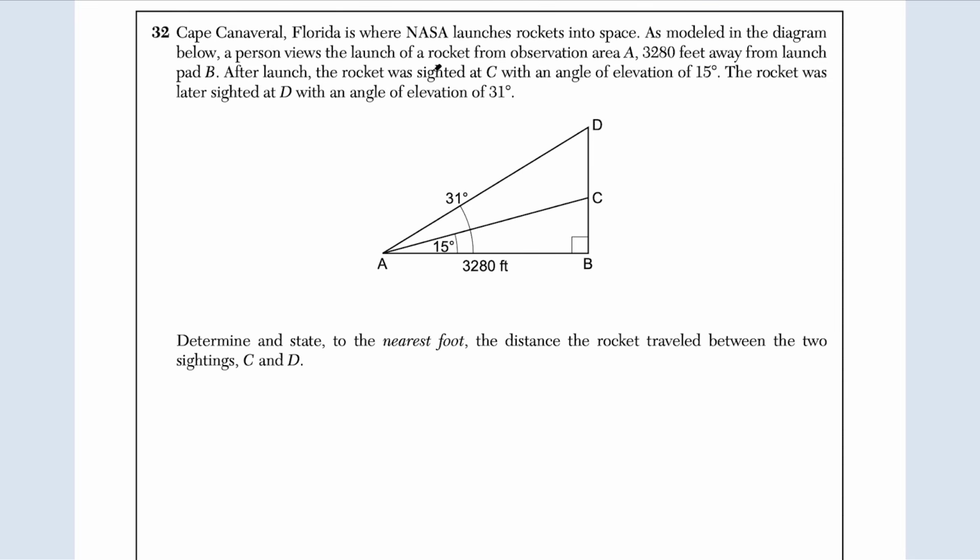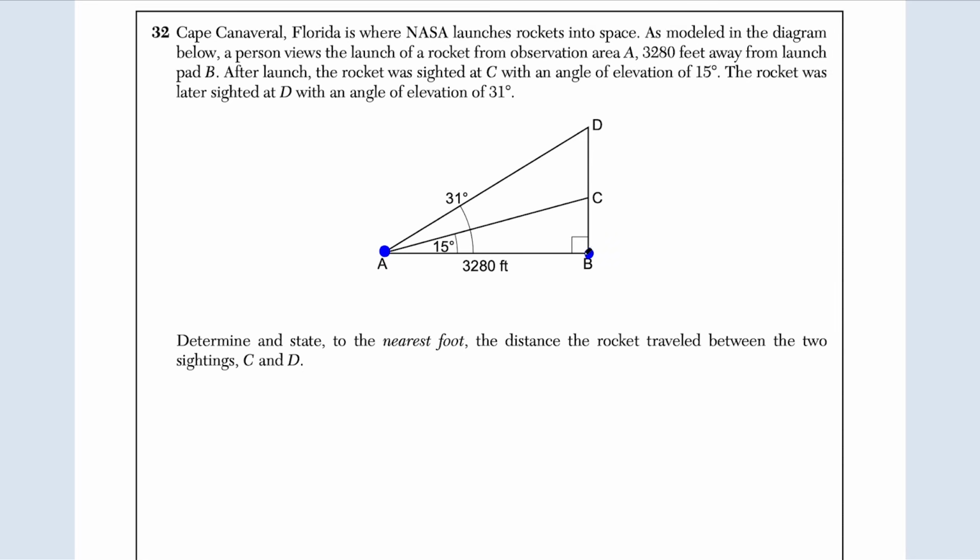Question 32, we have this word problem here, and everything in this first part is transferred over to the diagram. We're in Florida, NASA is launching rockets into space, and we're told that a person is viewing the launch of the rocket from this point here, over at point A. And they are 3,280 feet away from point B, which is the launch pad.